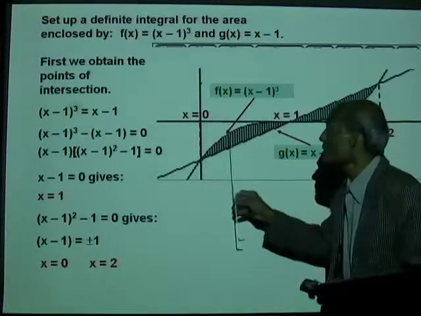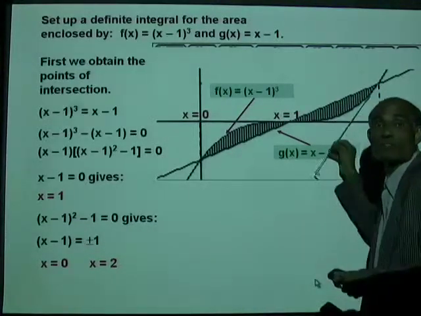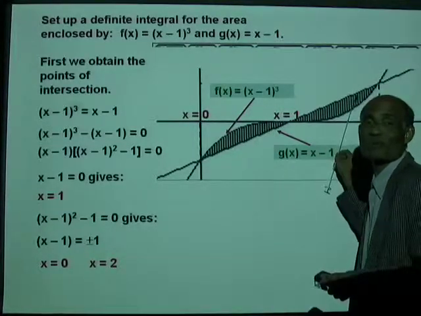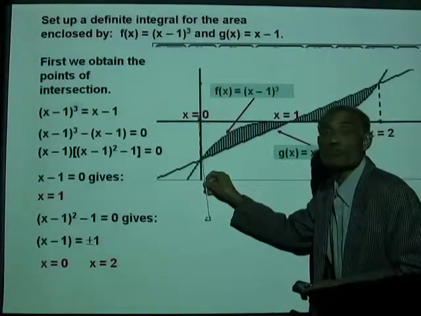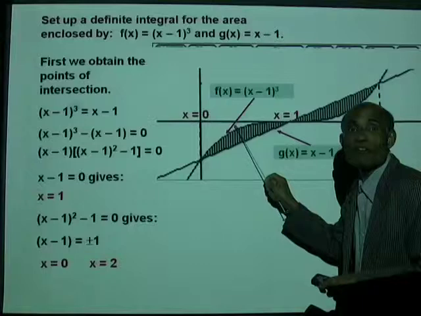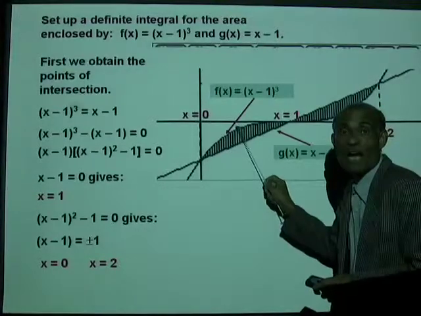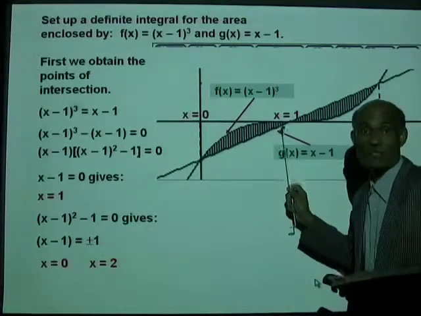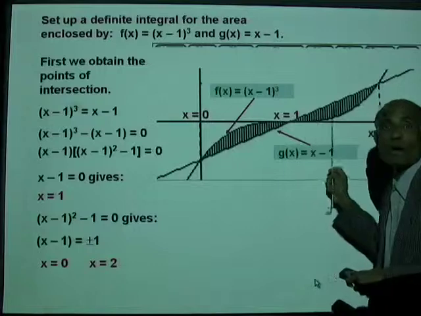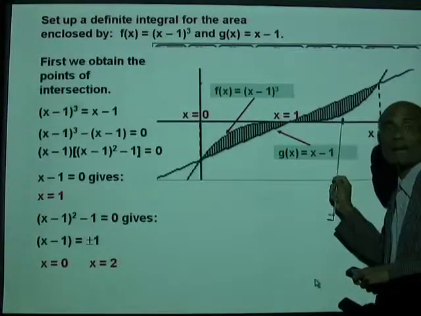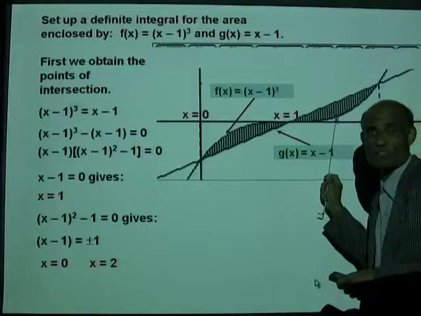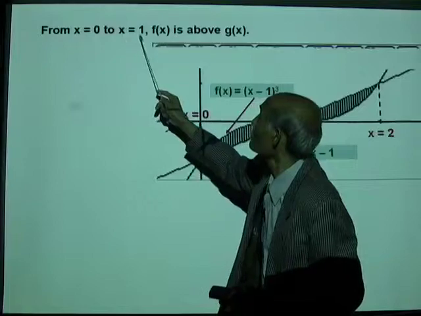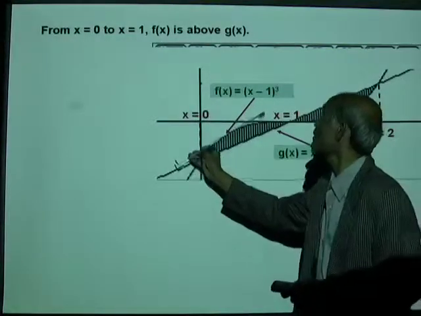That means, in order to find the area enclosed by these two graphs, you need to set up two definite integrals. What are they? It is integral 0 to 1 f of x minus g of x, the upper function minus the lower function, plus, you've got to add it to what? Integral 1 to 2 g of x minus f of x. Is that understood? Okay.